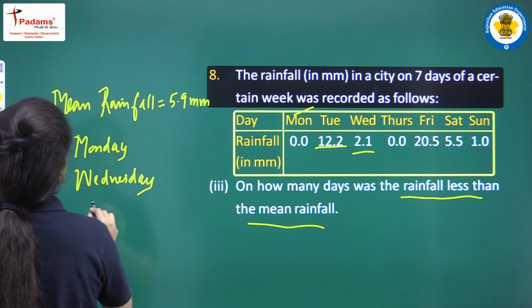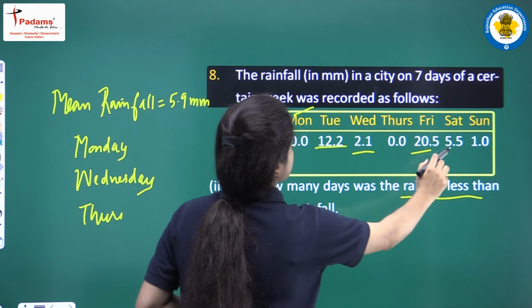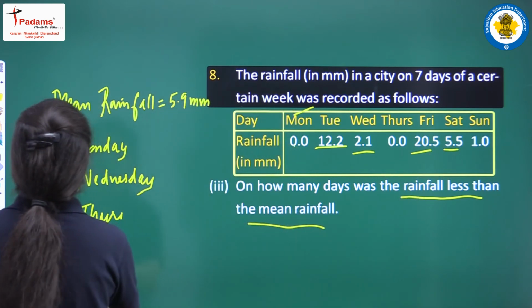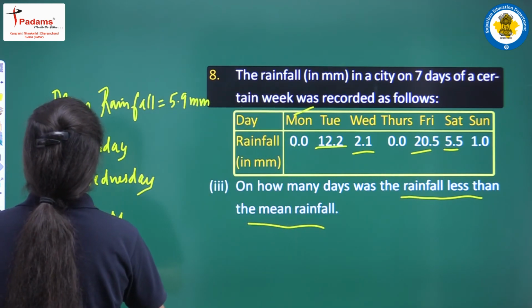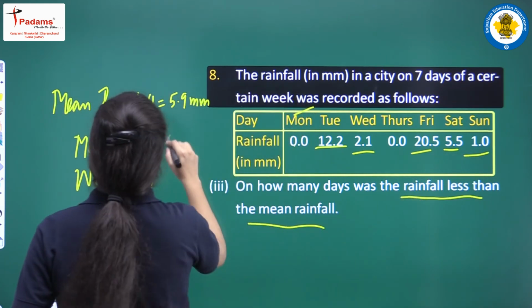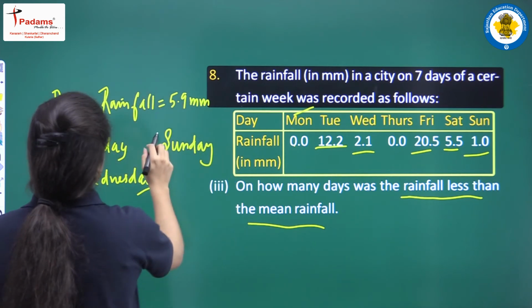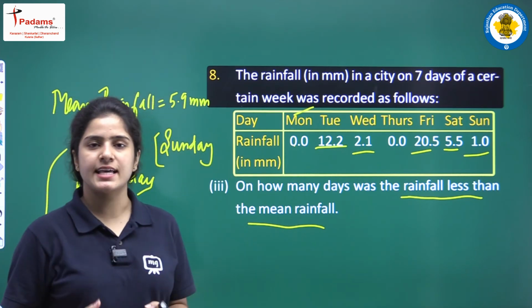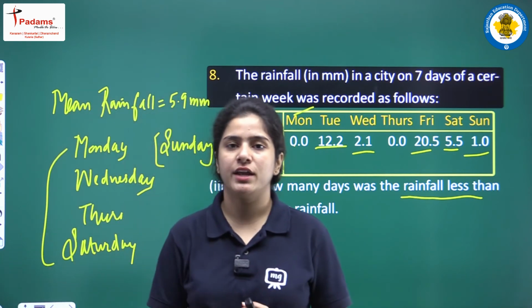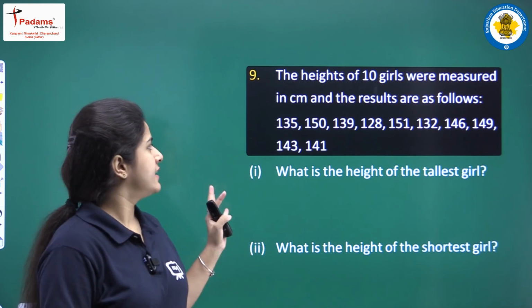Thursday also, students, it is less. Friday it is more. Saturday it is less. And on Sunday also it is lesser. So basically on these 5 days, the rainfall was less than the mean rainfall, okay students? Now we'll be discussing the next question.